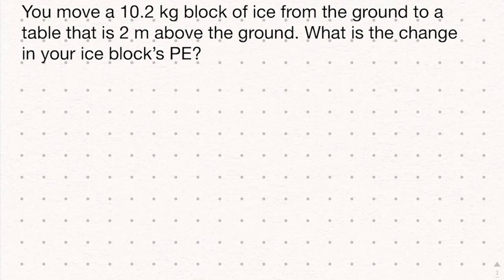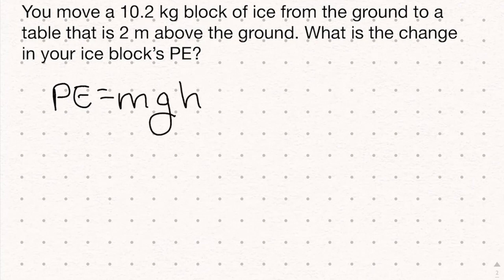All right, so now that we've got our equation for potential energy, potential energy equals mass times acceleration of gravity times the height of the object, we're able to start using it in some calculations. So I've got a scenario for us here.